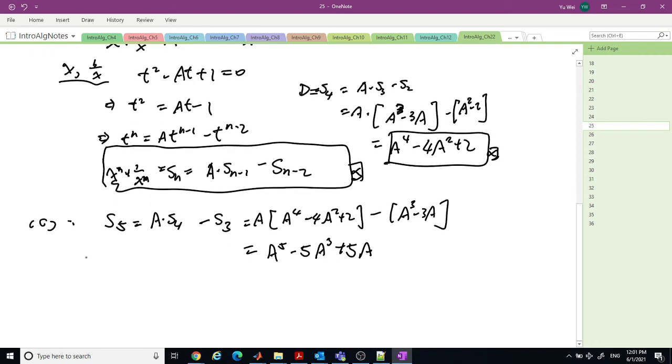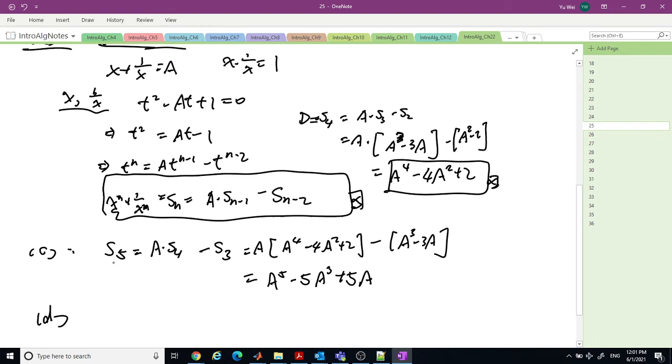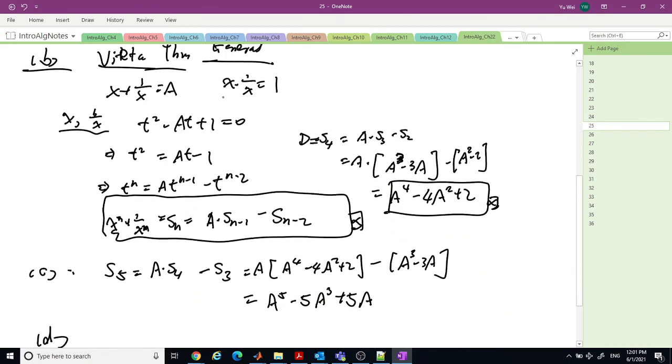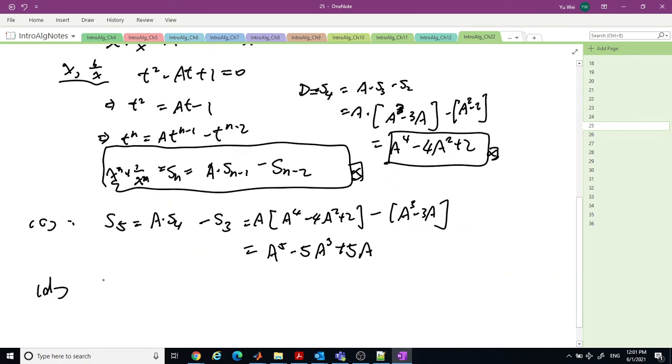Okay, now the last problem is asking whether this is always possible, right? Expressed in terms of this. That's yes, right? You can see because there is a recursion. Okay, because there is a recursion, that's why it is always possible.